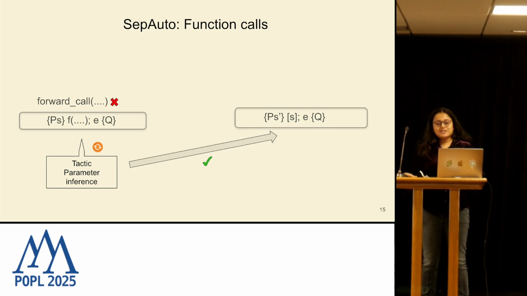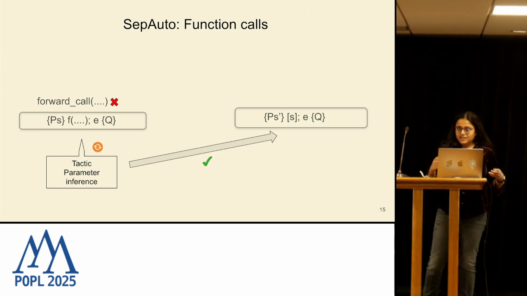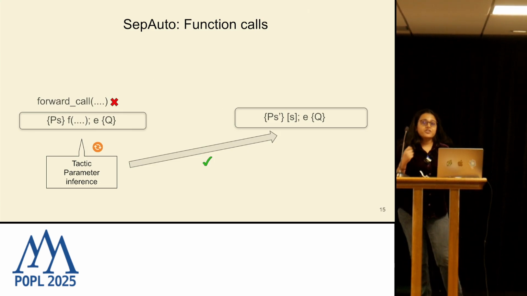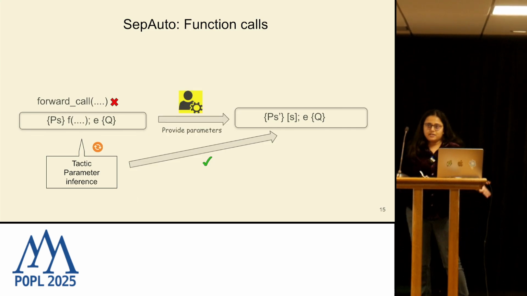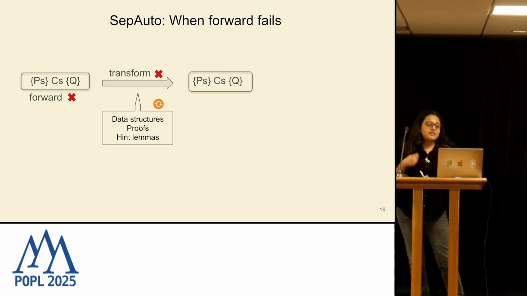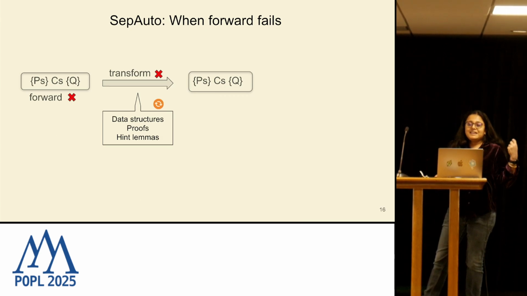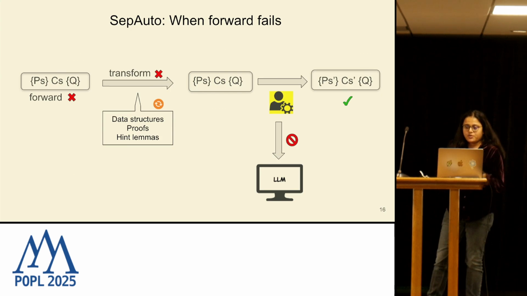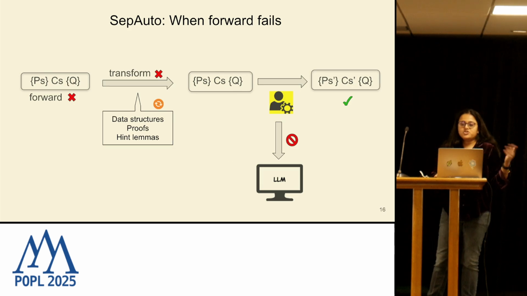I'm not going to go into the details of the tactic, but it's not guaranteed to infer correctly. If it infers correctly, then we move forward. Otherwise, the user is involved to provide the parameters and make progress. But in spite of all of this, querying the relevant proofs, hint lemmas, it may still fail to make progress. In that case, also, we do need assistance from the user, where they can either resolve the goal or just reject the program, telling the LLM that this is the incorrect program.